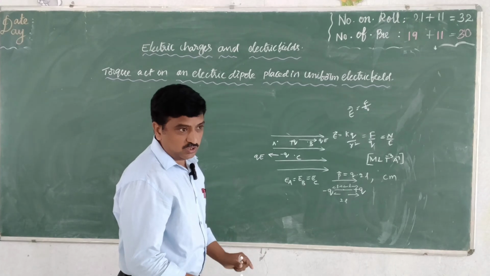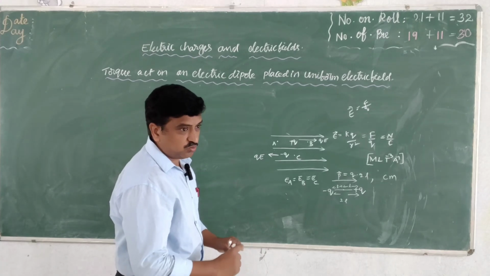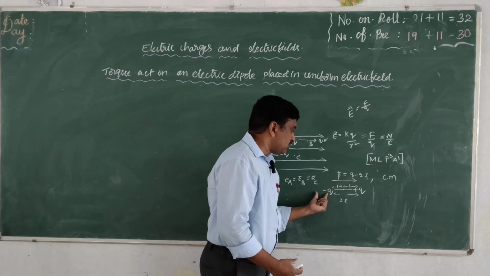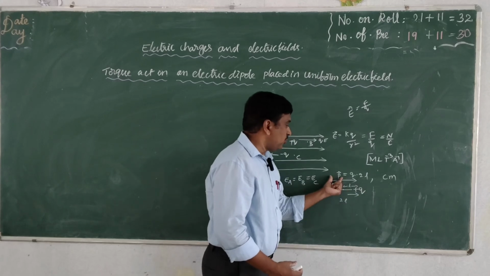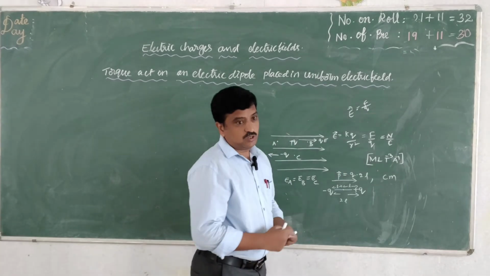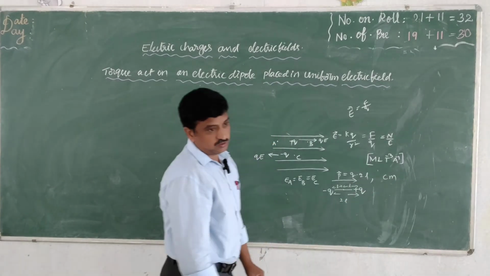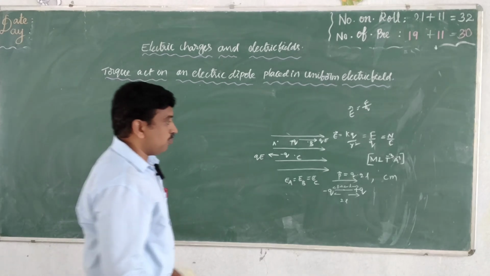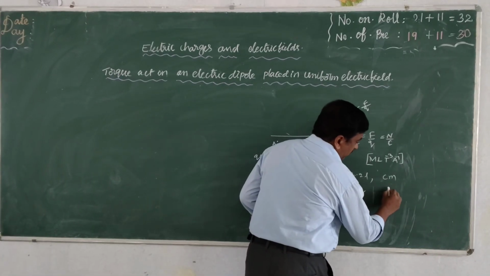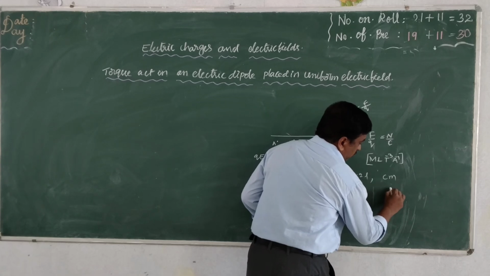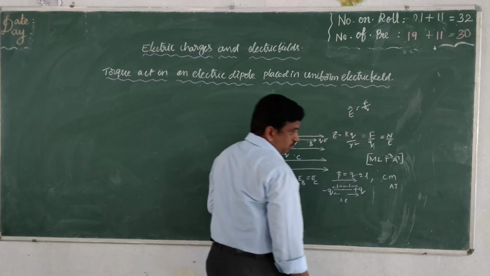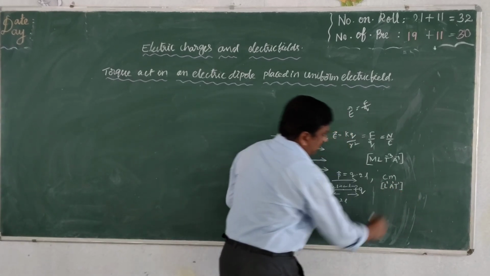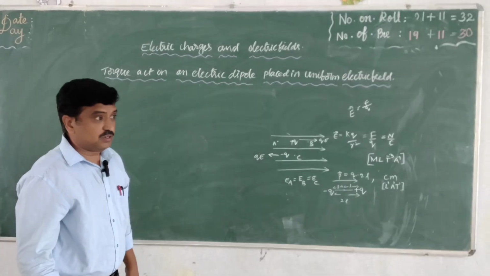Electric dipole means two equal and opposite charges which are separated by a small distance 2l. The electric dipole moment is from minus q to plus q, and it is p equal to q into 2l. What is the unit? Coulomb meter is the unit of electric dipole moment. For example, coulomb we can write as current into time, so A T, and length is L. So L power 1 A power 1 T power 1 is the dimensional formula of electric dipole moment.